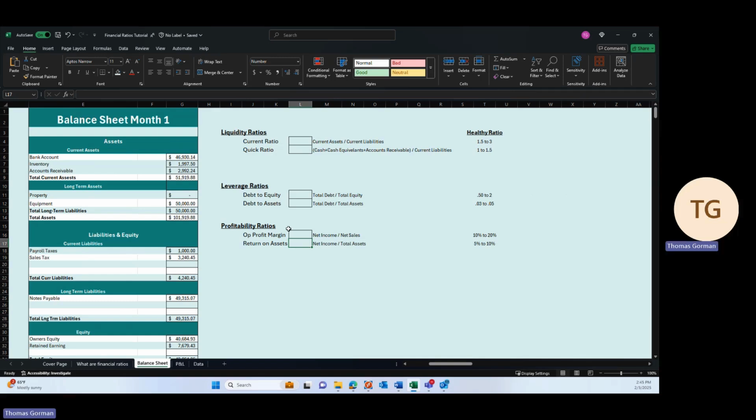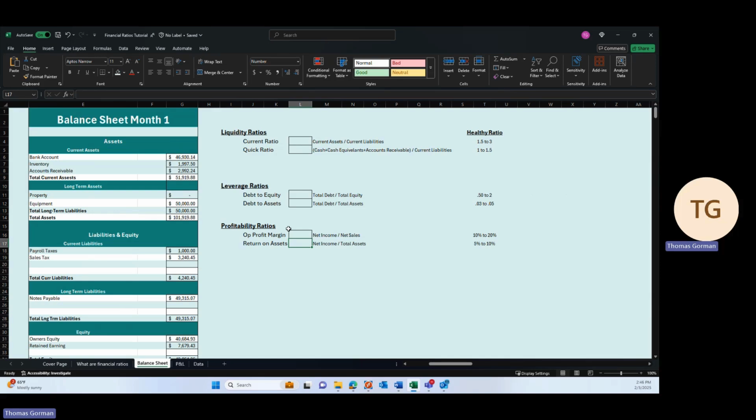So the first ratio that we're going to examine today is a couple of liquidity ratios. Now, when I say liquidity ratio, what I mean is it's a ratio that measures a company's ability to meet its short-term debt obligations. And so the current ratio is the first one that we're going to look at. The current ratio helps assess the liquidity of a business.